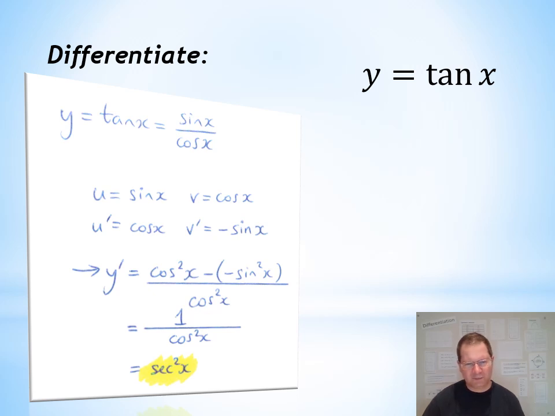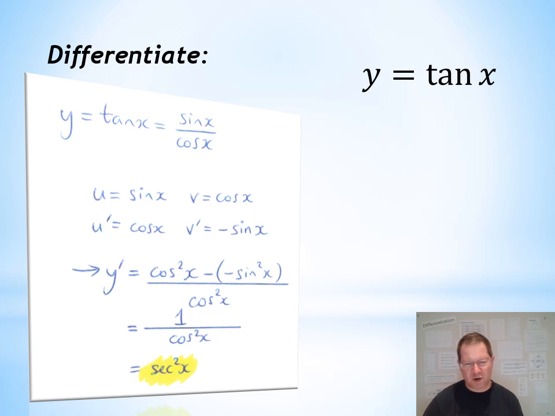And then applying the formula, we have vu dash, which would be cos x times itself, cos squared x, minus uv dash, which is sin x times minus sin x. So our numerator becomes cos squared x plus sin squared x, which is of course the same as sin squared x plus cos squared x. On the denominator, we have our v squared, which is cos squared x. So simplifying that, sin squared x plus cos squared x is equal to 1.